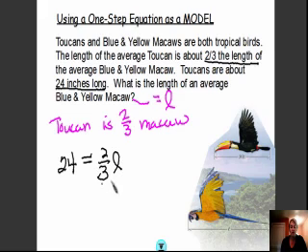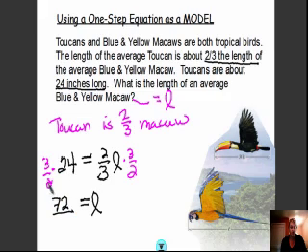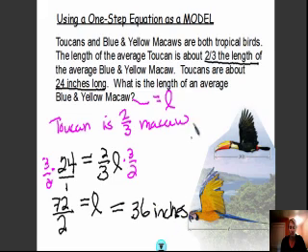So let's actually do the math. I've got multiplication going on here. And this happens to be a fraction. So remember, we learned with fractions, we can actually multiply by the reciprocal to get rid of it. So we'll multiply each side by 3/2. So on my right, these two fractions actually will cancel out, become 1. So I just have L on the right. 3 times 24 is 72, and 2 times 1 gives us 2, so we have 72 divided by 2. 72 divided by 2 is 36 inches. So a blue and yellow macaw is 36 inches.